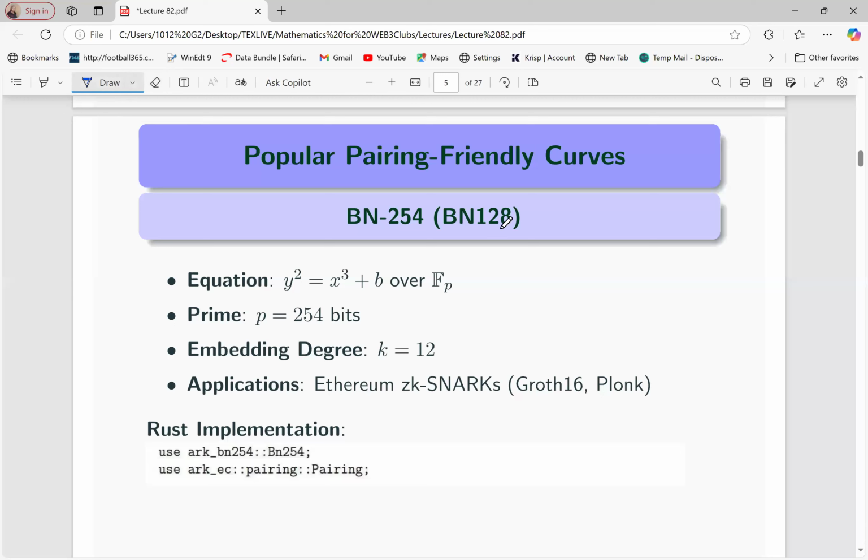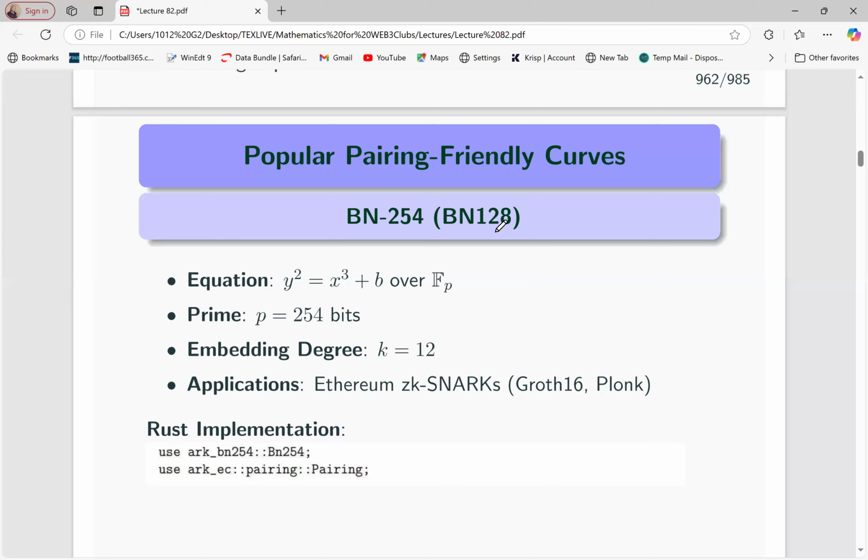Now, there are various types of pairing friendly curves. There are so many. It depends from one company to the other, one use to the other, where it is used, and so on. And so here I've just listed the most commonly used pairing friendly curves. The first one is the BN254 or BN128.